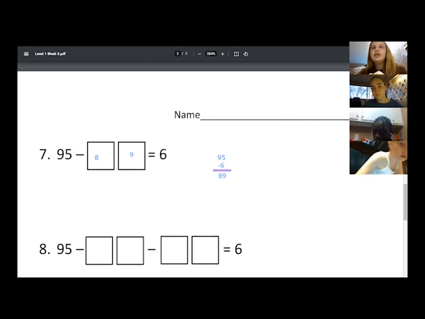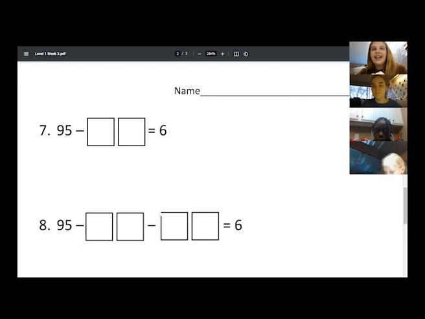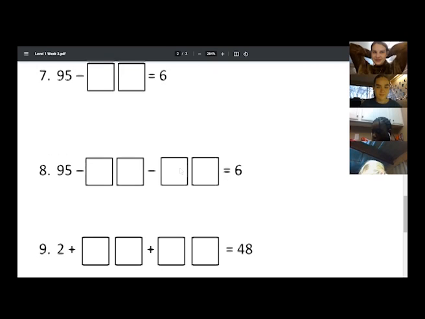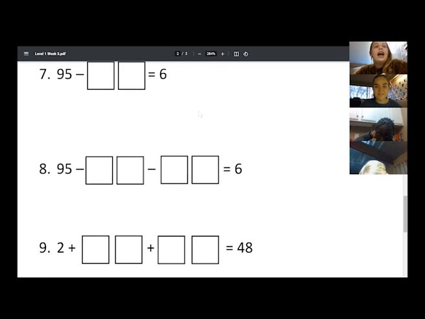Okay, Shelby, can you scroll down a little for me? Thank you. The chat was blocking it. Okay. Now, we have 95 minus blank equals 6. Now, like we discussed with the prior one, these two are going to add to equal 89 like it did above. So, did anyone get an answer for number 8?